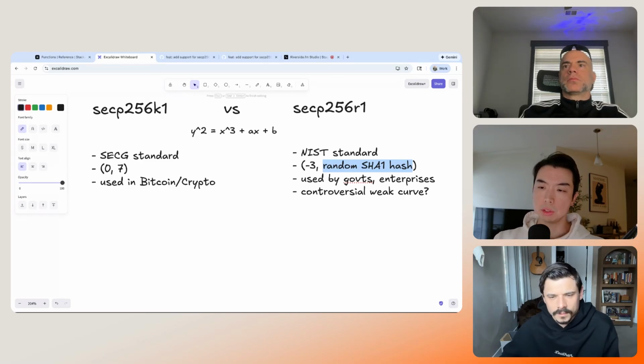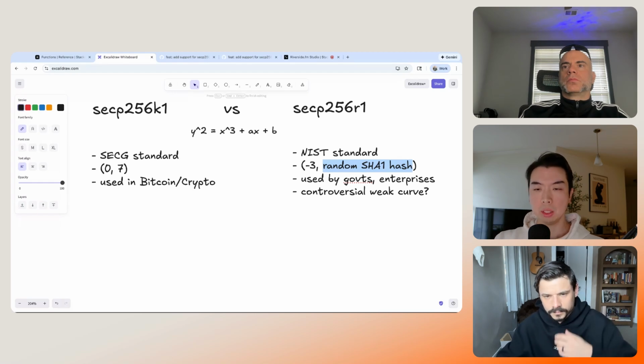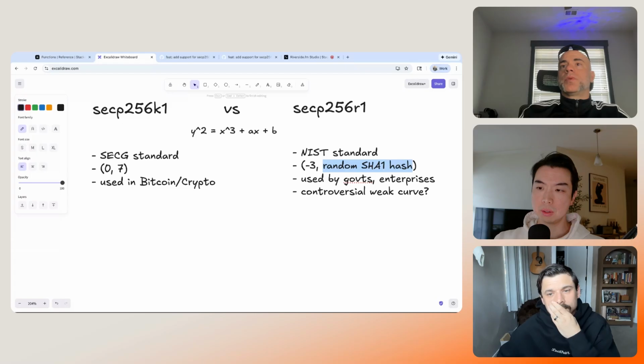So ever since, I guess, this controversy of this B value that is just some random SHA-1 hash, which possibly could be from that controversial random number generator, has NIST ever addressed this value? No, there has never been any explanation for why they chose this value. Interesting.